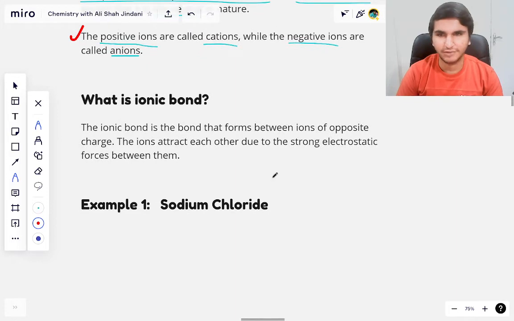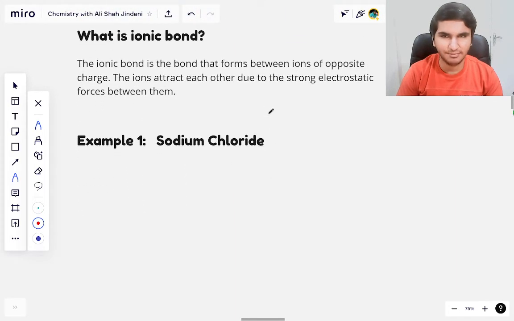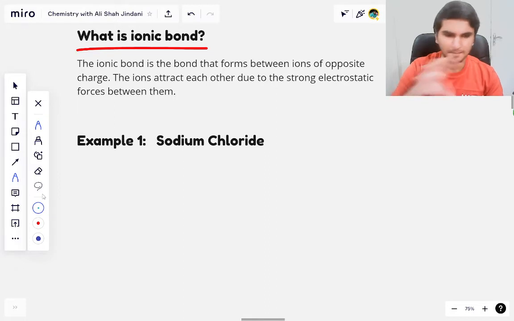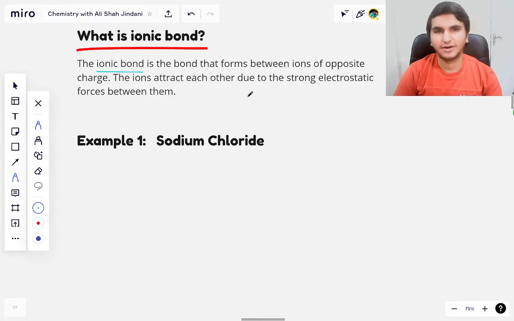And now we are going to discuss an ionic bond. So what is an ionic bond now? Because we've already discussed ions, now we have to just put everything together to know about the bond. So the ionic bond is the bond that forms between the ions of opposite charge. Okay, so the ions that are oppositely charged, which means cations and anions, right? The ions attract each other. The ions attract each other due to the strong electrostatic forces between them.